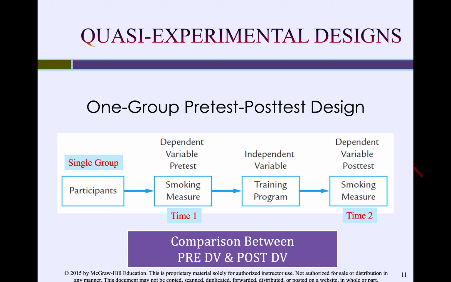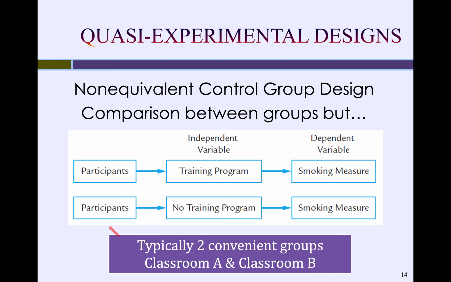So you're able to make a comparison, but only between the pre-test dependent variable and the post-test dependent variable, between time 1 and time 2. But again, you're not making a comparison between two different groups of people. Now, here's where we can start to add two different groups.